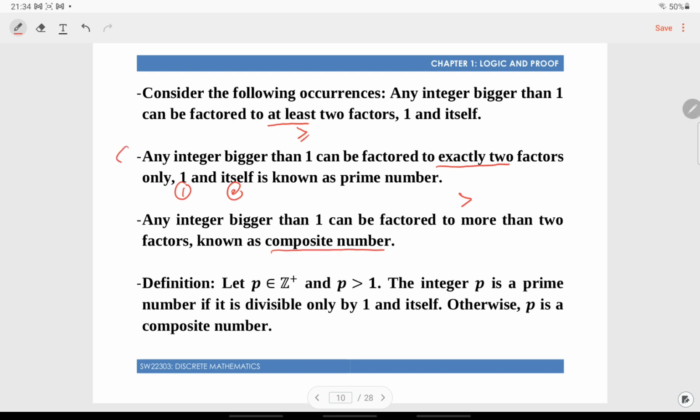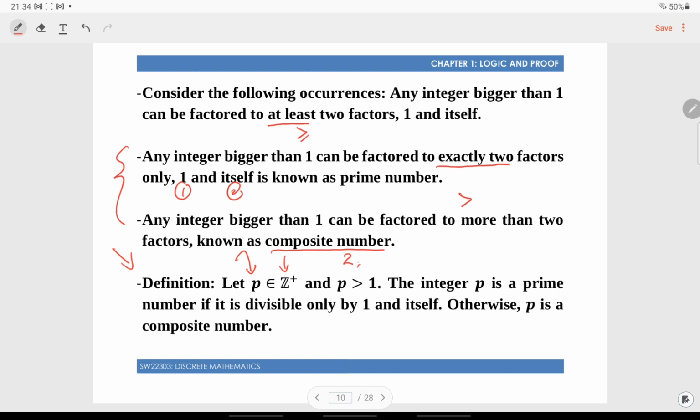From these two statements we can formally define the prime number as given in this definition. How do we define a prime number? Let P be a positive integer. When we introduce a variable, we need to specify what kind of number it is. In this case, P is a positive integer. The second condition is that P must be greater than 1. That means the smallest possible value for P is 2.